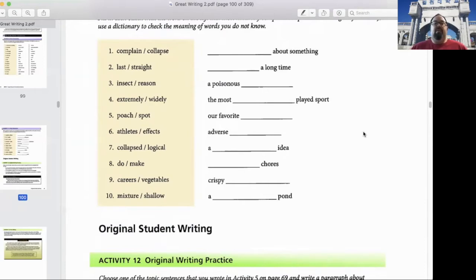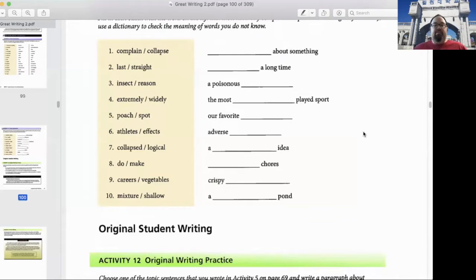Number 7, a logical idea. An idea that is logical is an idea that makes sense. It's easy to follow, easy to understand. Number 8, you do not make chores, but you do chores. Do chores. For example, after lunch, I washed the dishes. I did my chores. Number 9, crispy vegetables. So if something is crispy, it has a nice little snap to it. And it might be a little crunchy when you bite it.